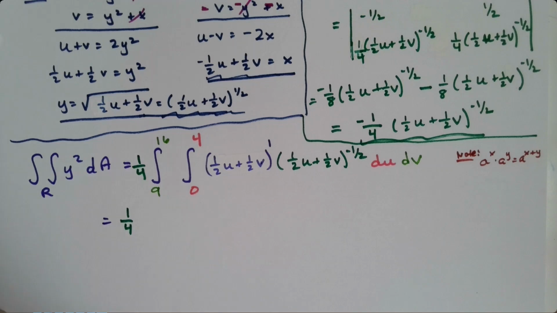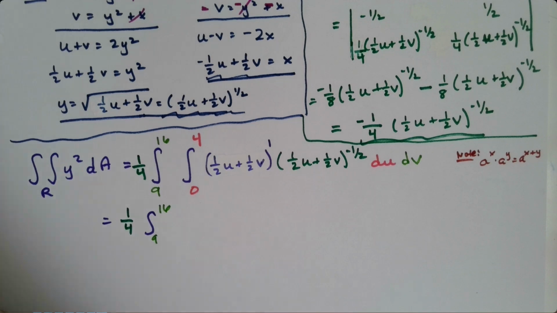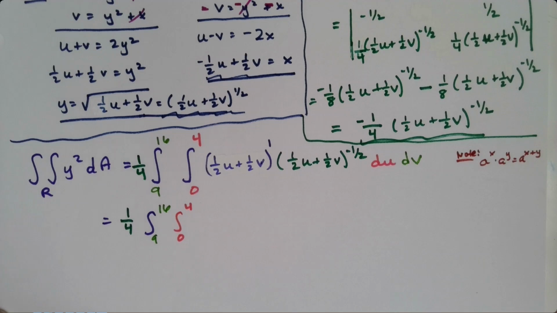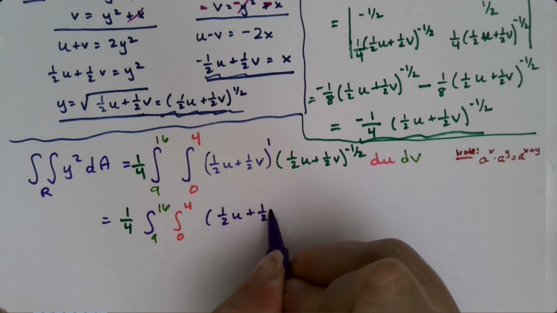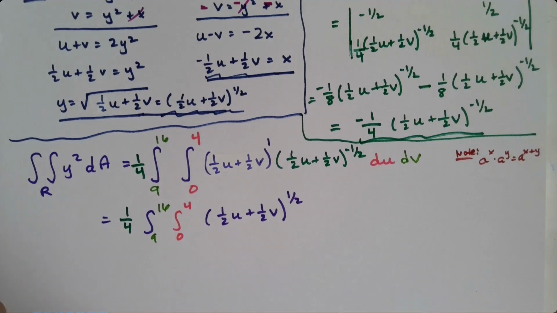and then I'm going to integrate from 9 to 16. Then I'm going to integrate from 0 to 4. And then this whole thing becomes 1/2 u plus 1/2 v to the 1/2 power, du dv.